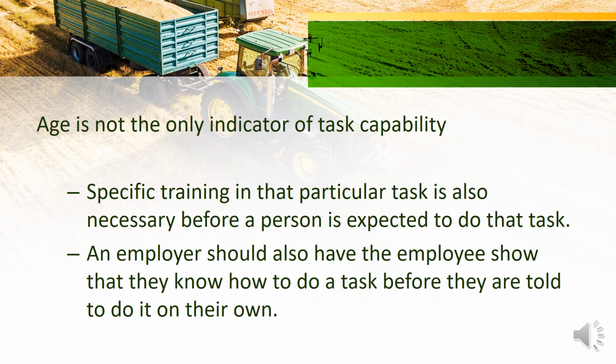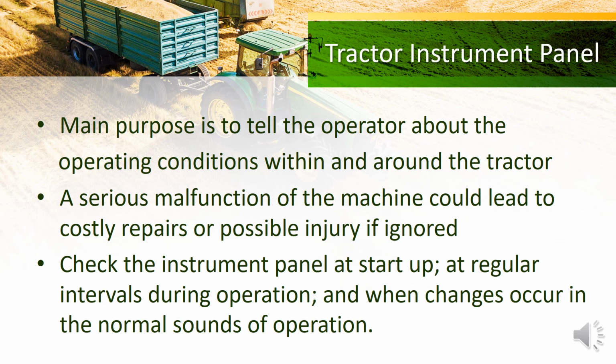So age is not the only indicator of task capability. Most people need specific training in a particular task before they are expected to do that task. You need to train somebody. You should never just tell an employee to go out and do something without having that employee show you that they actually know how to handle that equipment.